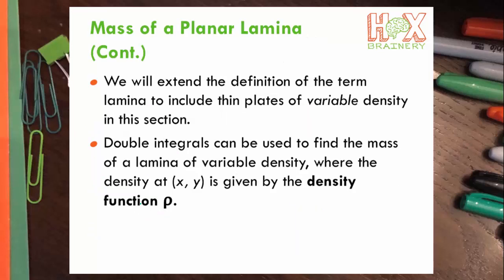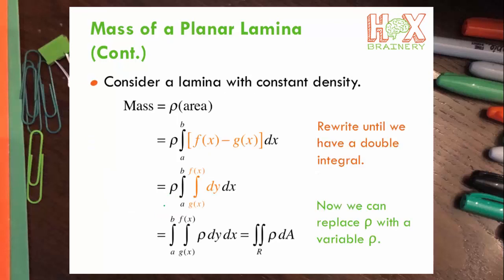We're going to extend the definition of the term lamina to include thin plates of variable density in this section. This is going to make the problem a little more interesting. So double integrals can be used to find the mass of a lamina of variable density, where the density at an ordered pair x, y on that lamina is given by a density function rho. All right, so we're going to do some work to get to the formula that we're going to be using.